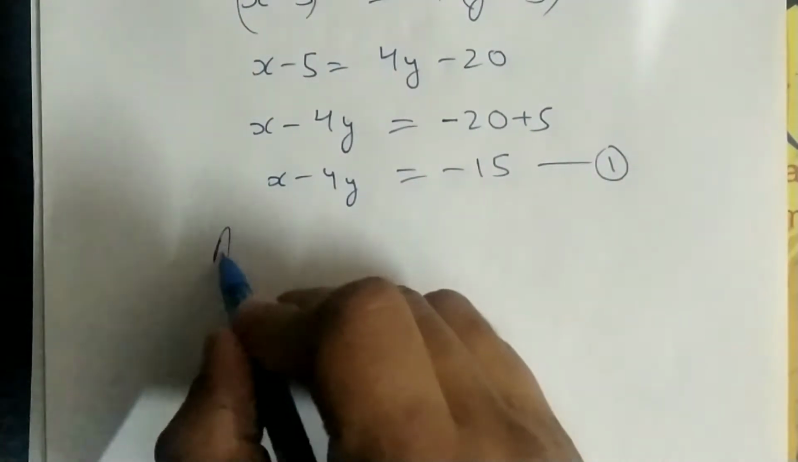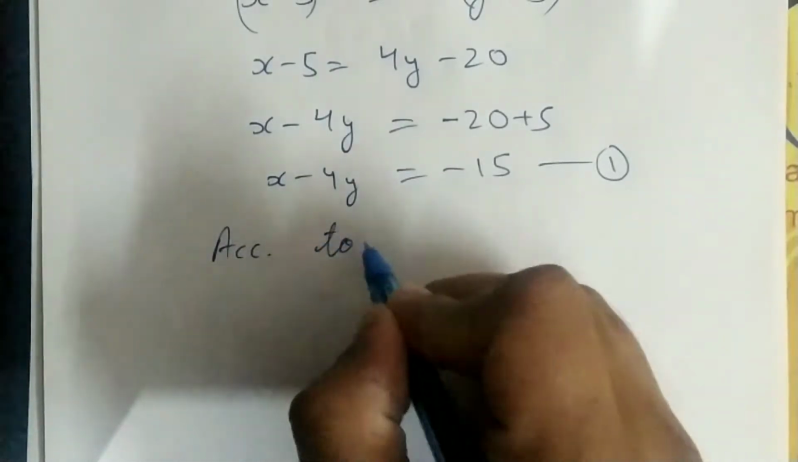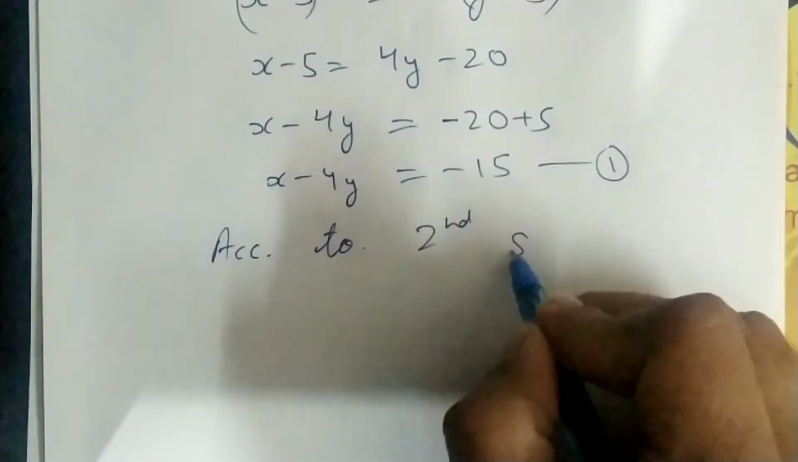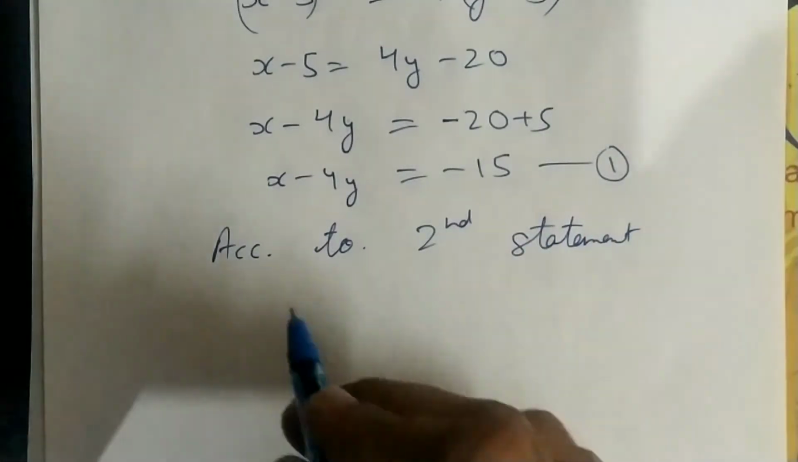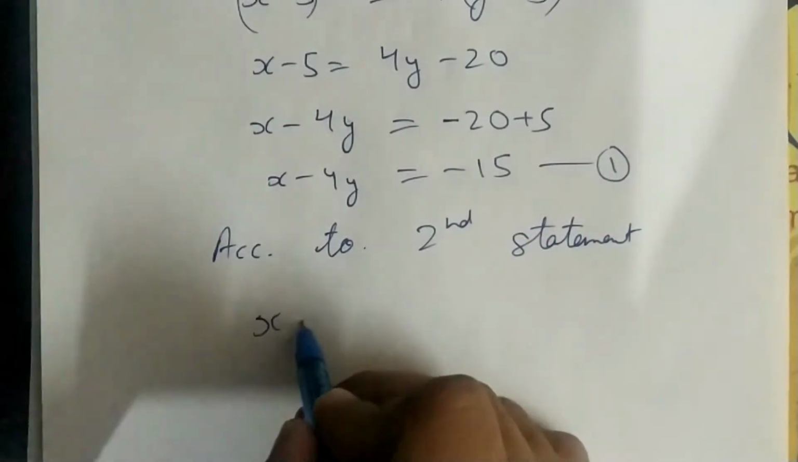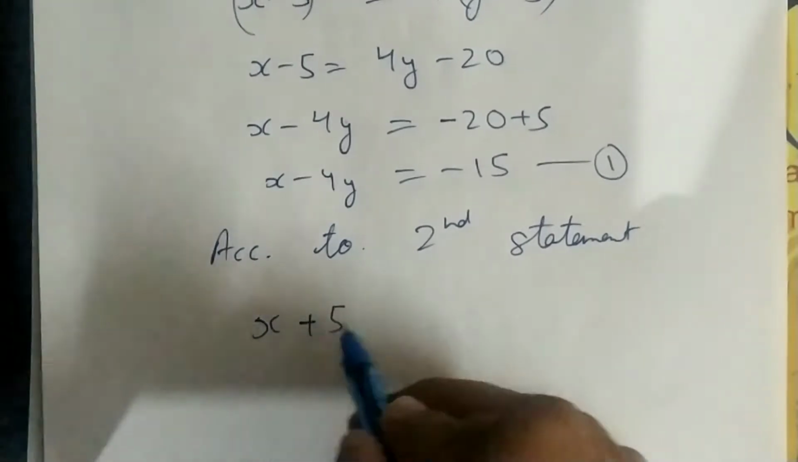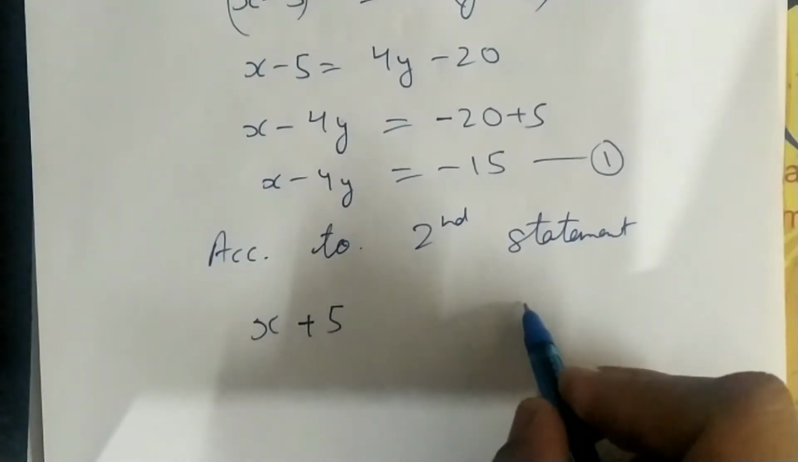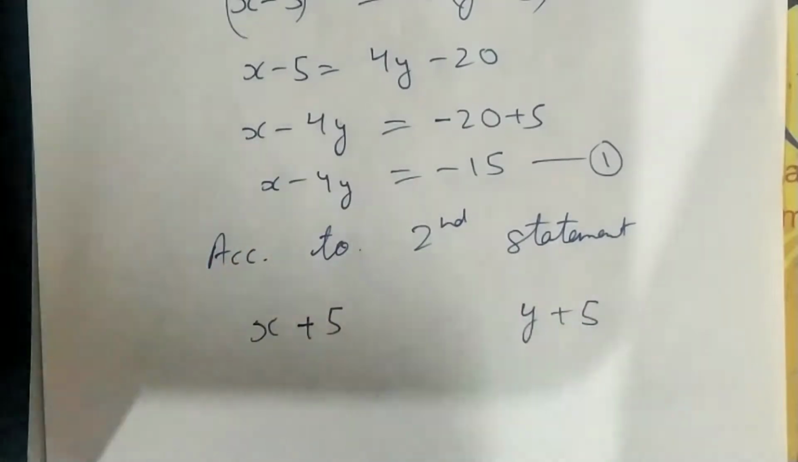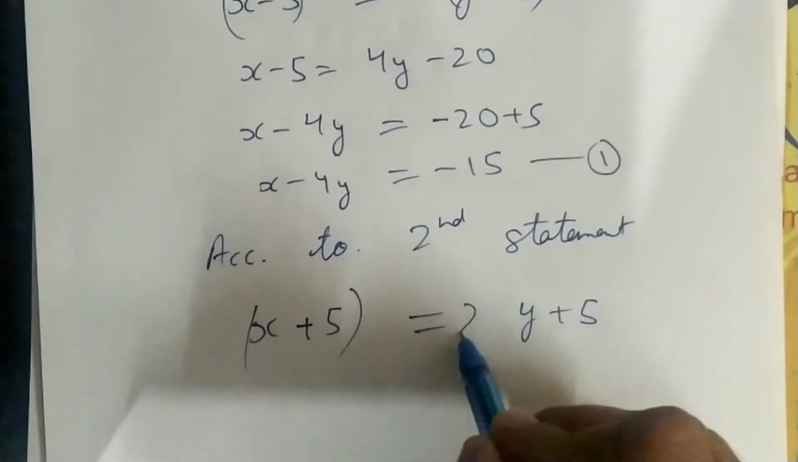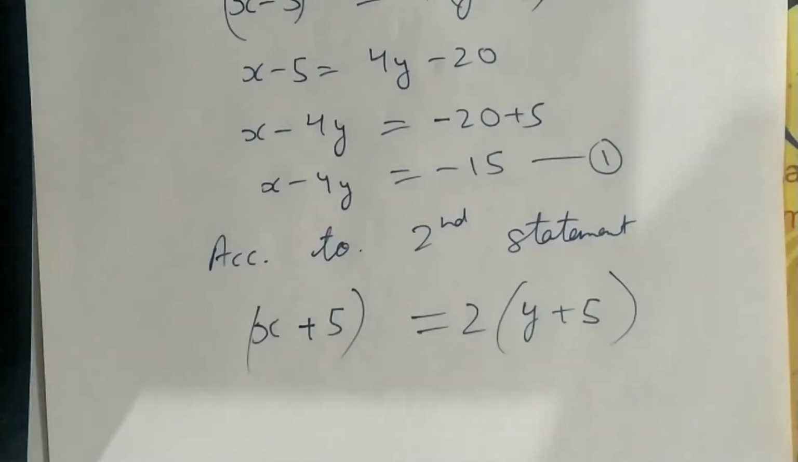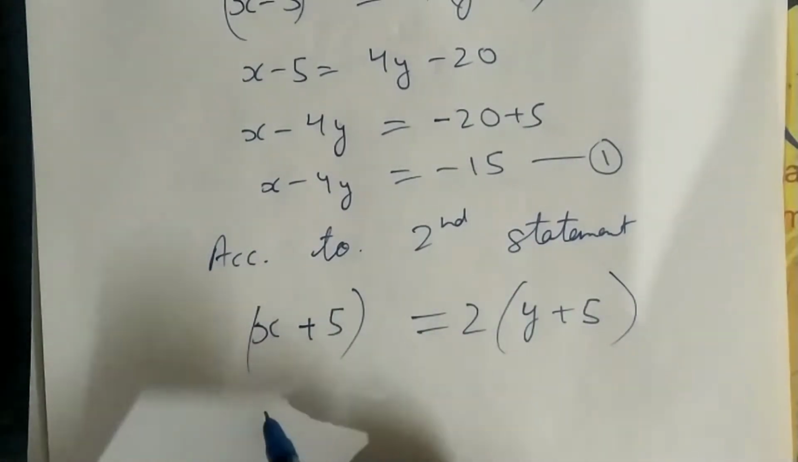Now according to the second statement, 5 years hence, that means A's age will be x plus 5 and B's age will be y plus 5. So they are saying A's age will be twice of B's age. So from here we can obtain one more equation.